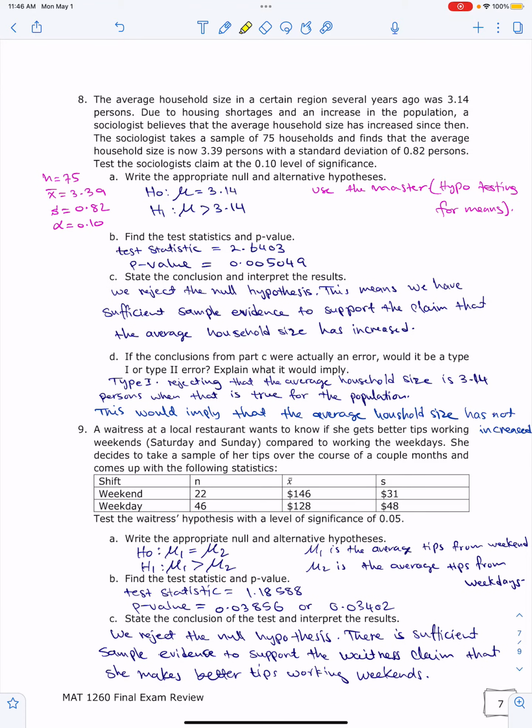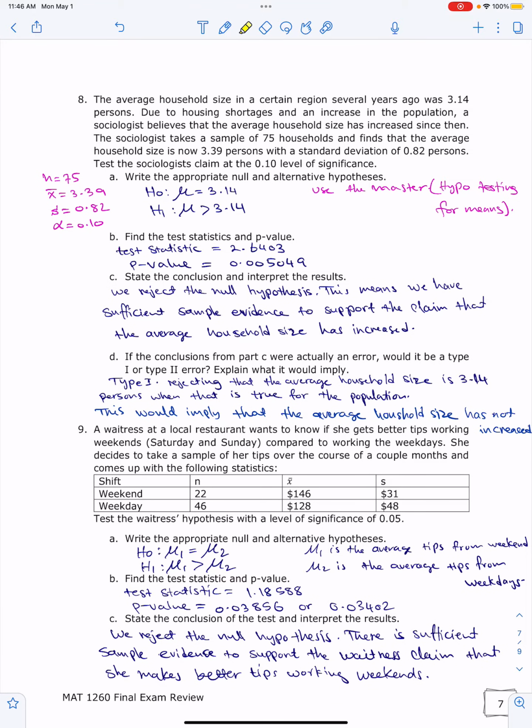Test the sociologist's claim at 0.10 level of significance. So the null hypothesis states that the mean is equal to 3.14, and the claim is that the mean has increased. Now it's greater than 3.14.